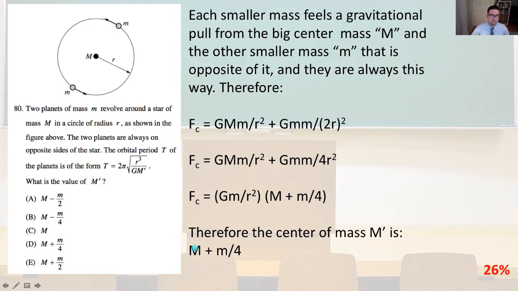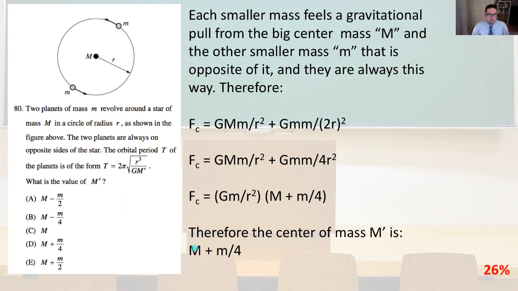Number 80. Two planets of mass m revolve around a star of mass big M in a circle of radius r as shown in the figure above. The two planets are always on opposite sides of the star. The orbital period T of the planets is of the form T equals 2 pi square root of r cubed over G M prime. What is the value of M prime?